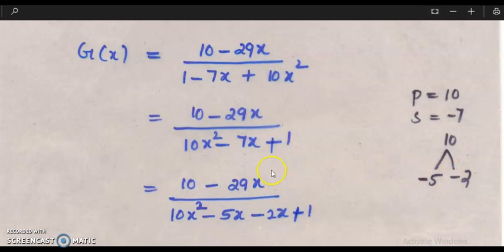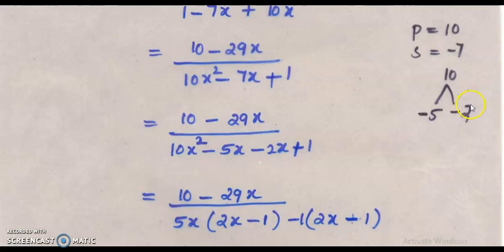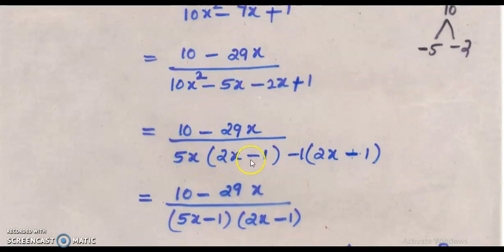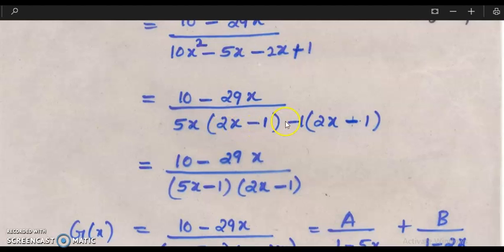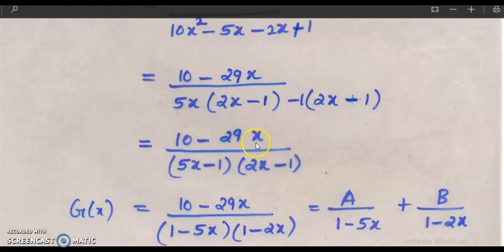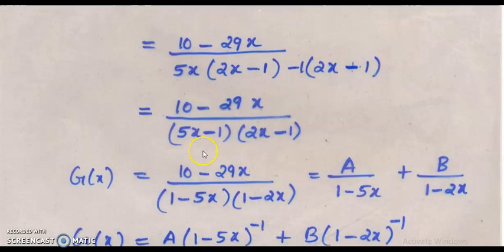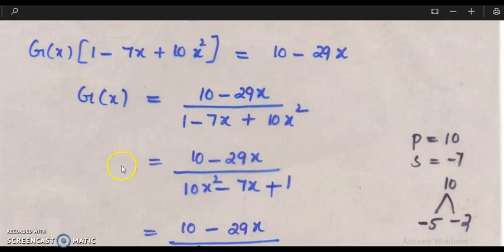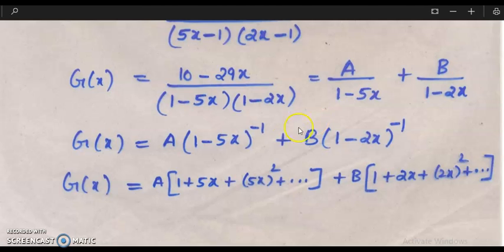Product is 10. So this minus 7x can be split as minus 5x minus 2x. Now combining the first two terms, 5x into 2x minus 1. Combining the last two terms, minus 1 into 2x minus 1. Taking 2x minus 1 as common from the first and the second term, within the bracket 5x minus 1. So this is our g of x value. After finding g of x, we apply partial fraction, a by first term, b by second term.